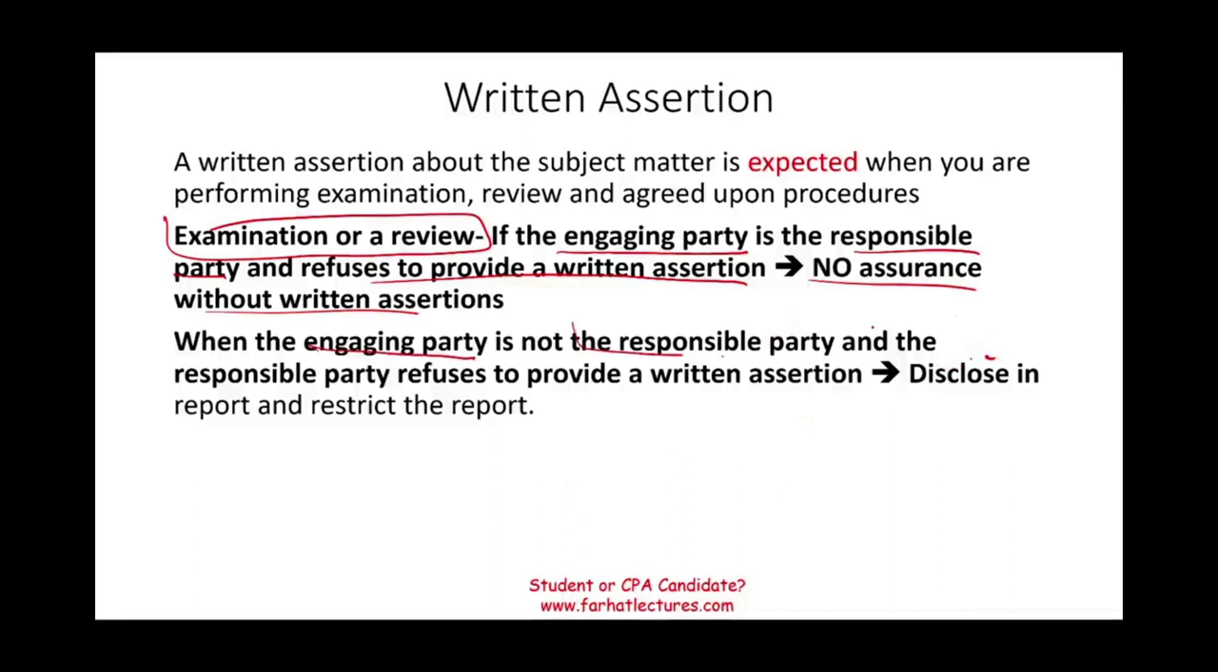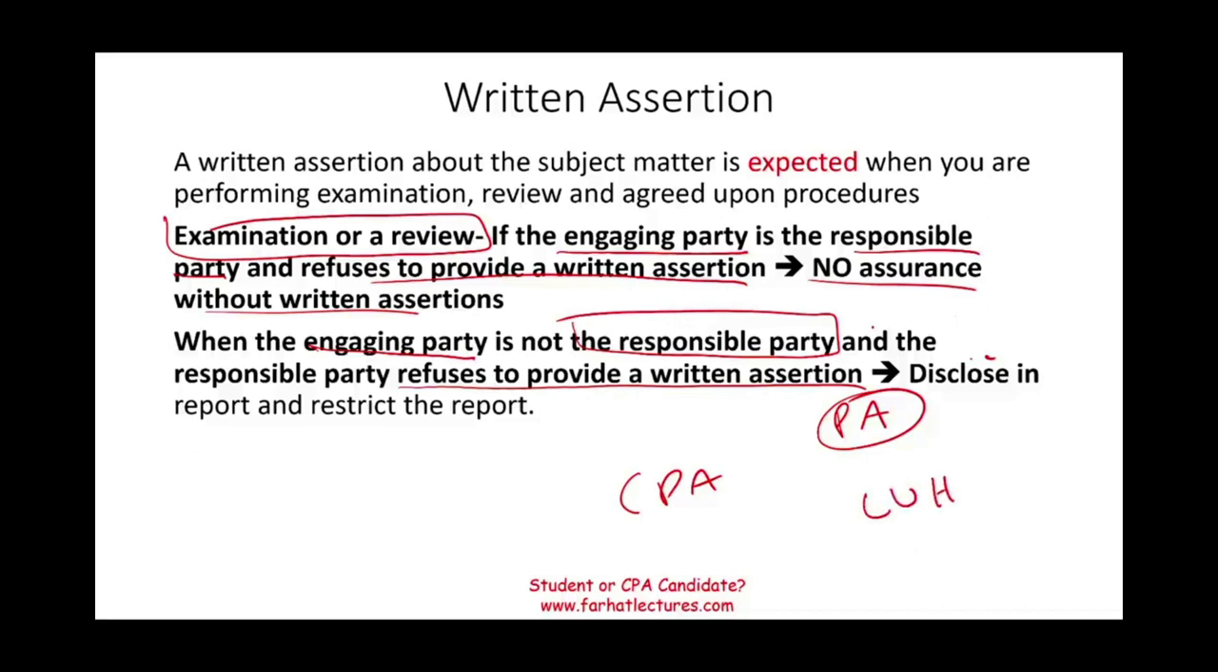When the engaging party is not the responsible party, and the responsible party refuses to provide a written assertion, well, that's fine. Disclose in the report. How would that work? Let's assume we are a CPA, we have the state of Pennsylvania, and we have the Lehigh Valley Hospital. Here's what's going to happen. The state of Pennsylvania, or the federal government, engages us to do an examination of the Lehigh Valley government reimbursement process within their insurance system. So notice the reimbursement process is for the hospital, but Lehigh Valley Hospital is not the engaging party. Who's the engaging party? The state of Pennsylvania. But they're using the criteria for the hospital. If that's the case, that's fine. We will go for it, and we will disclose in the report, and we have to restrict the report, so we cannot have the report available.